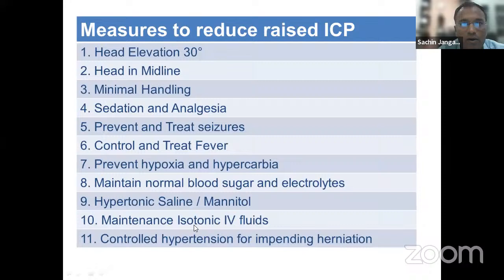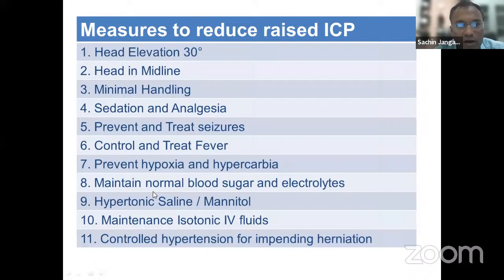If the signs of herniation are not present, but signs of raised ICP are present, then we have to take care of how to reduce the ICP. These are the general management measures: keep the head end elevated at 30 degrees, head in midline so that venous drainage is good. There should be minimal handling, give adequate sedation and analgesia, prevent or treat seizures, control fever, and prevent hypoxia or hypercarbia, because hypoxia as well as hypercarbia cause secondary neuronal injury and increase the ICP.